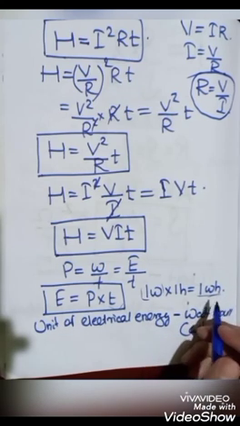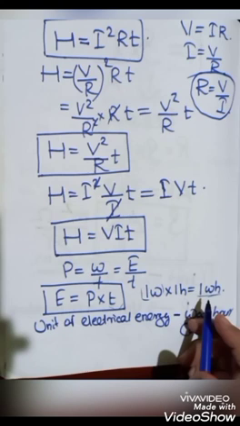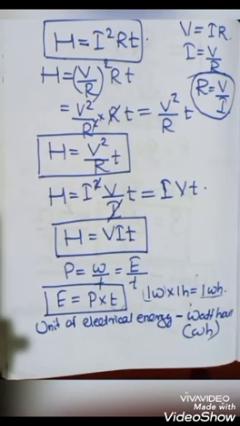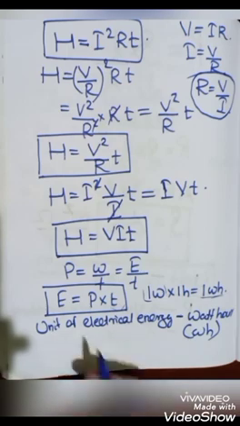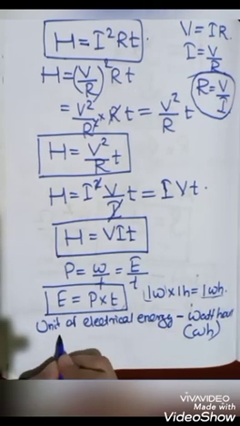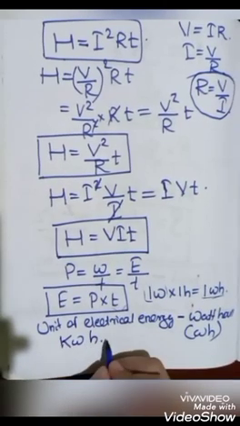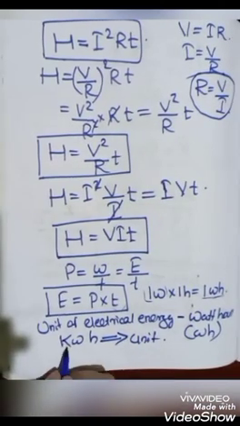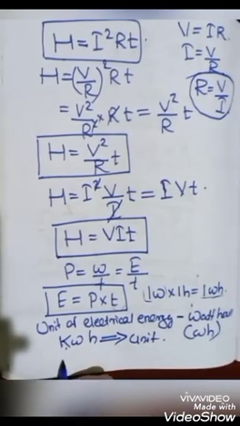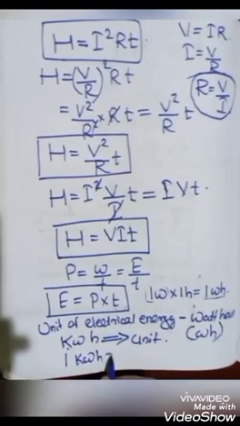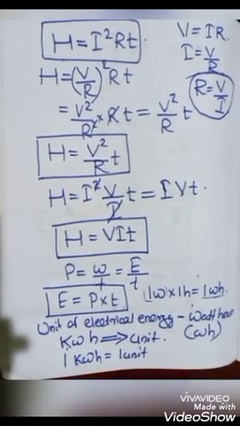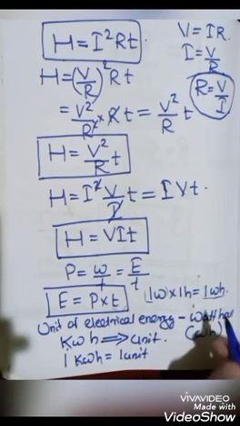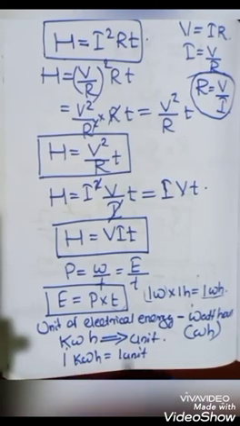What is the commercial unit of electrical energy? You can see in your home there is the electricity bill. In the electricity bill you can see how many kilowatt hours of energy are used. That is, the commercial unit of electrical energy is kilowatt hour, which we commonly call a unit. 1 kilowatt hour is equal to 1 unit. In some problems you have to convert watt hour into kilowatt hour.